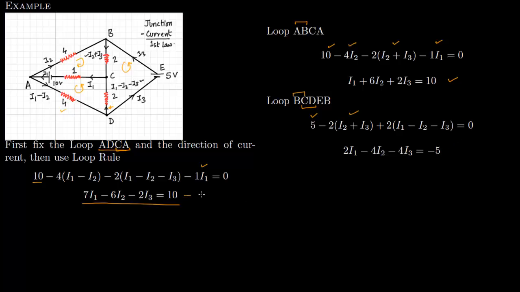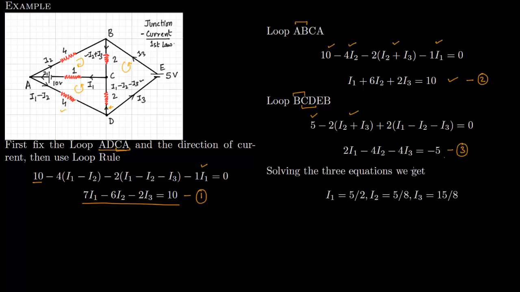So we have 3 equations: equation 1, equation 2, and equation 3. You solve these 3 equations, and you get I1 as 5 by 2, I2 as 5 by 8, and I3 as 15 by 8. Now you can plug these values into the circuit here and you get the required answer.